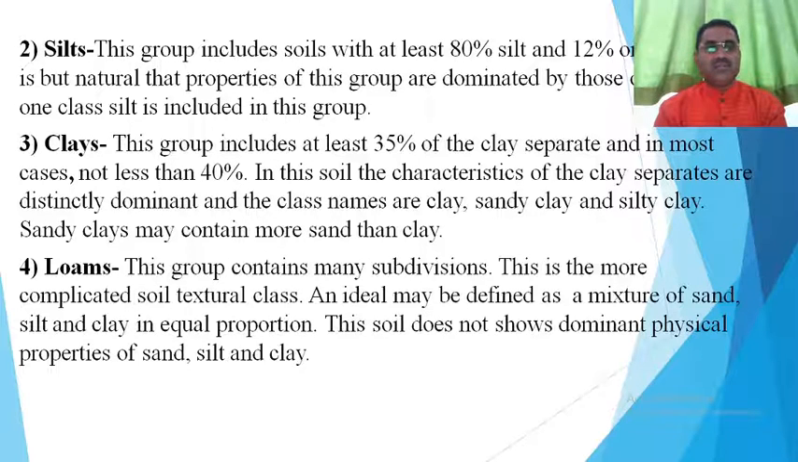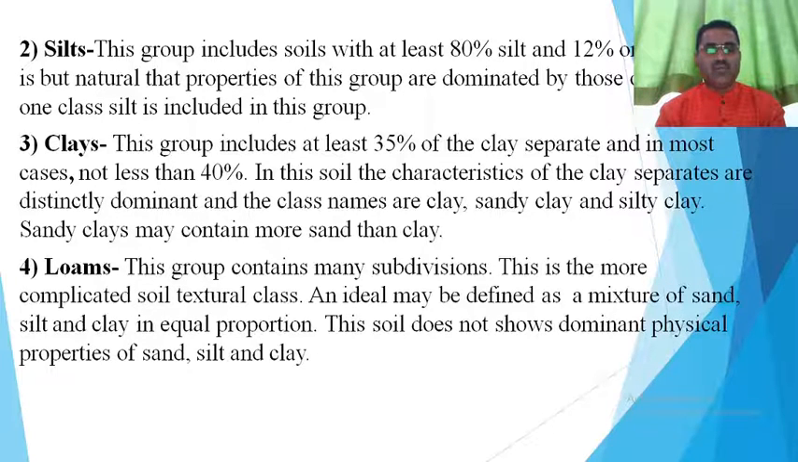Clays. This group includes at least 35% of clay separates and in most cases not less than 40%. In this soil, the characteristics of clay separates are distinctly dominant, and the class names are clay, sandy clay and silty clay. Sandy clay may contain more sand than clay. So this is all about the clays.